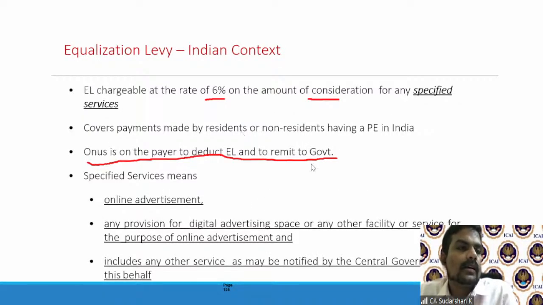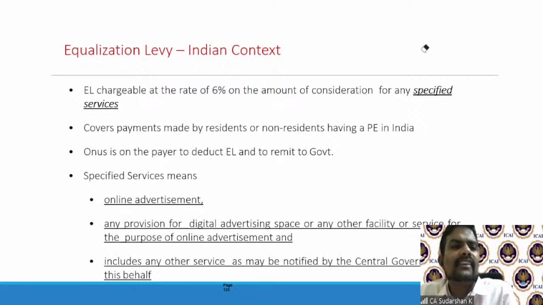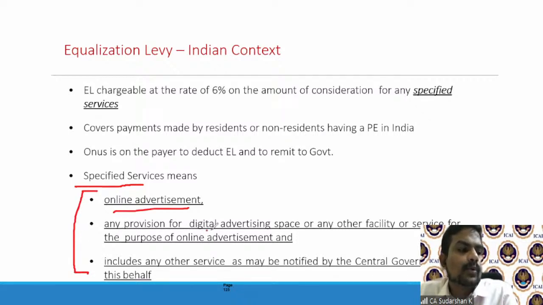Just as a small side note, India also created a committee to look into it before introducing EL. The draft report of the committee had a lot of services, but finally when the equalization levy came, the specified services were largely online advertisement. As you can see, online advertisement, any provision for digital advertising space or any other facility for the purpose of online advertisement, and includes any other services as may be notified. There have not been any notifications.